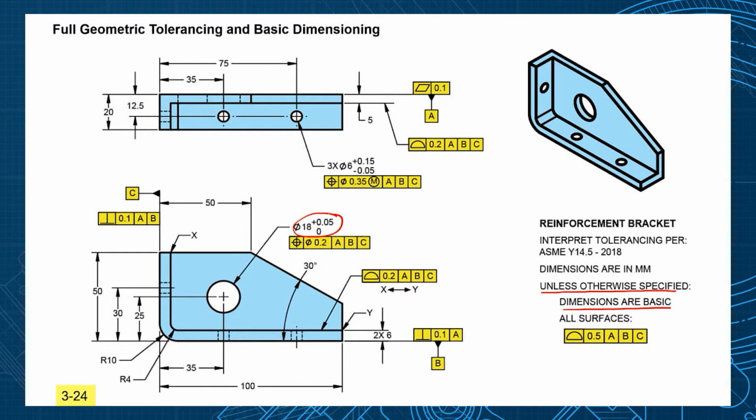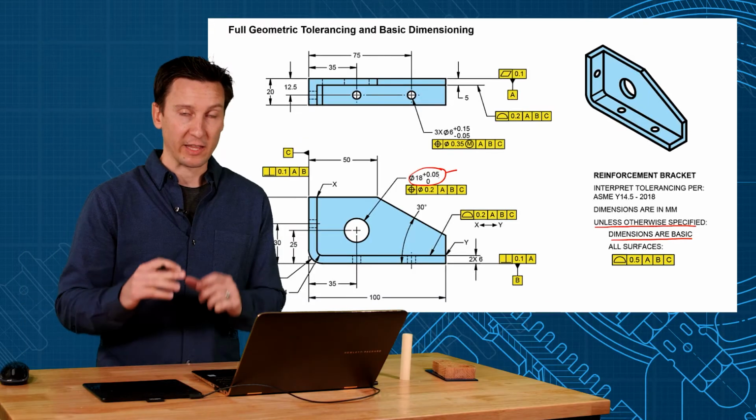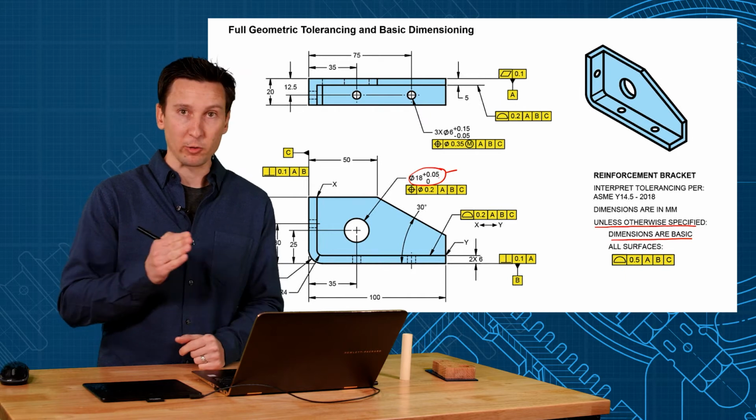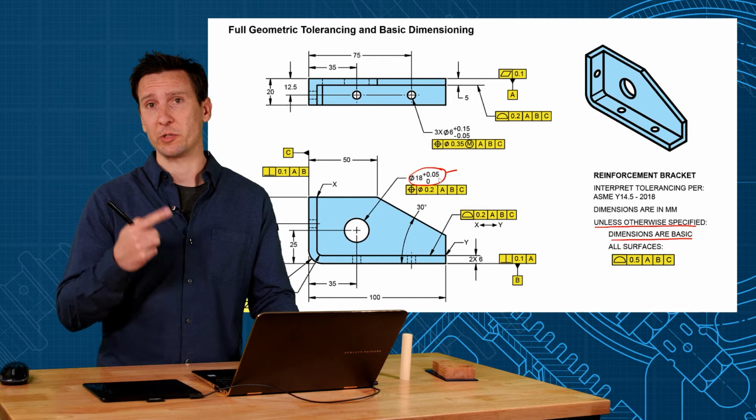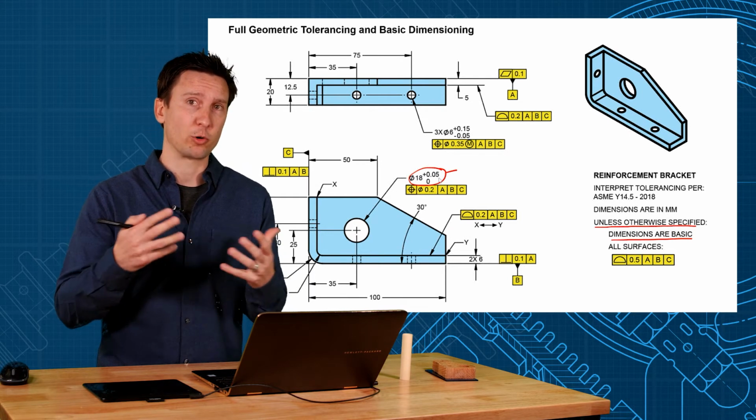Now, not the size tolerance, because that has plus and minus, that tells you how big and small the hole is. That dimension is not basic, that's determining the size. But all the other locating dimensions are now basic dimensions. So then we use our two big symbols, position and profile, to control your features.